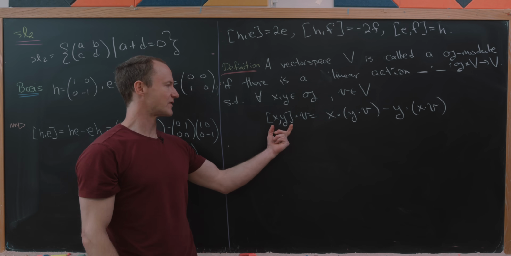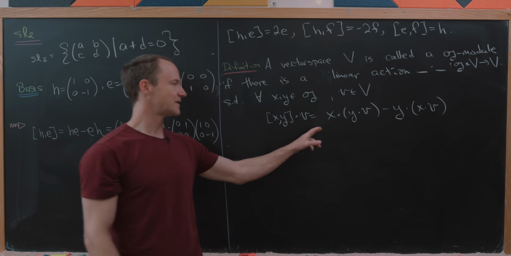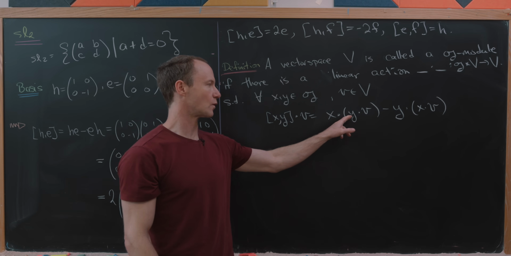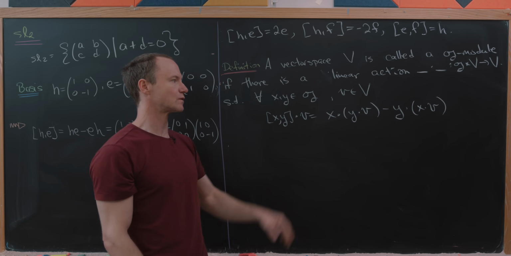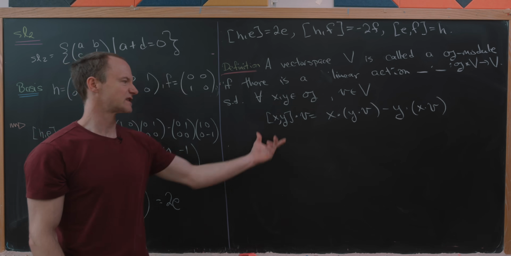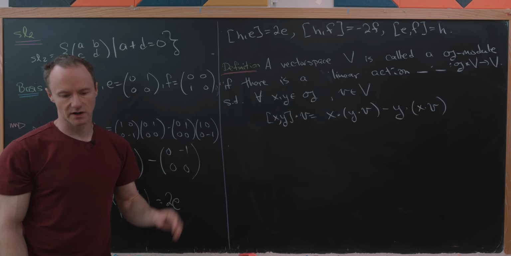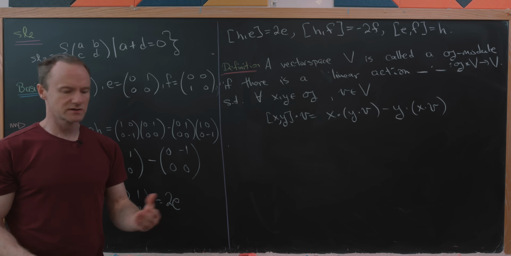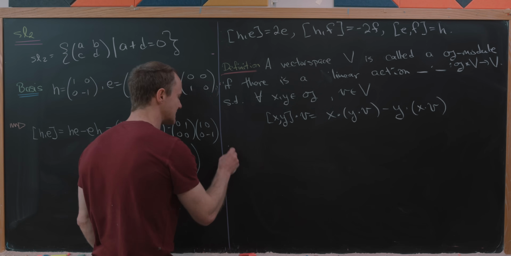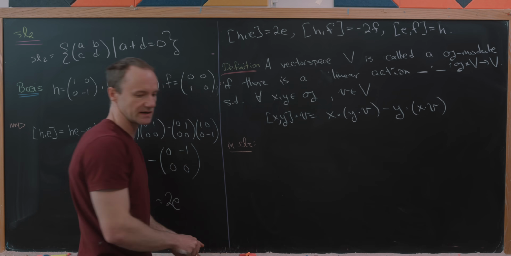So in other words, we have the bracket of x, y acting on v is the same thing as x acting on y, which is acting on v, minus y acting on x, which is acting on v. So notice it essentially just turns this bracket into a commutator, kind of. So let's look at what this means inside of SL2, since that's mostly what we're interested in here.